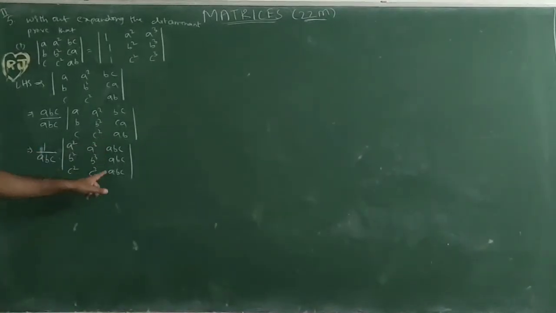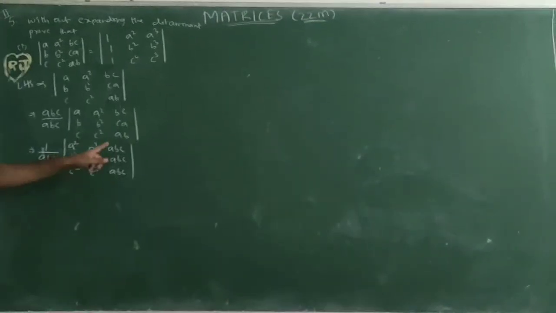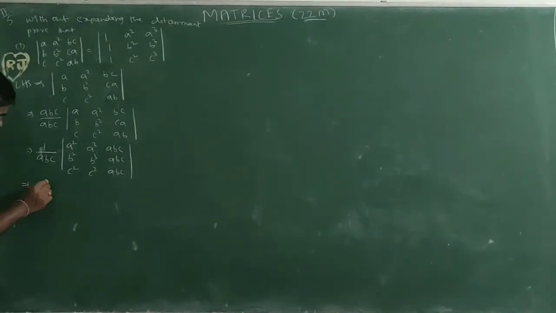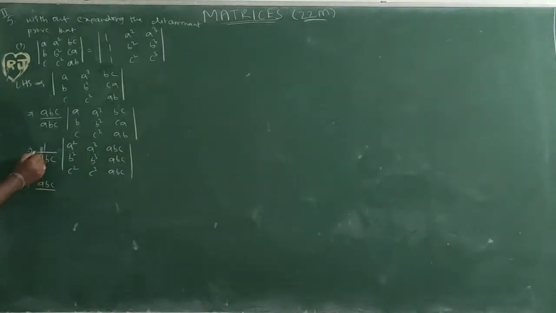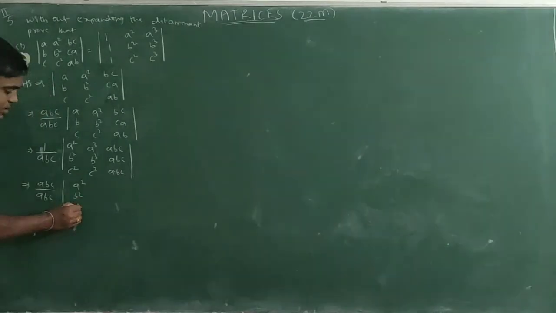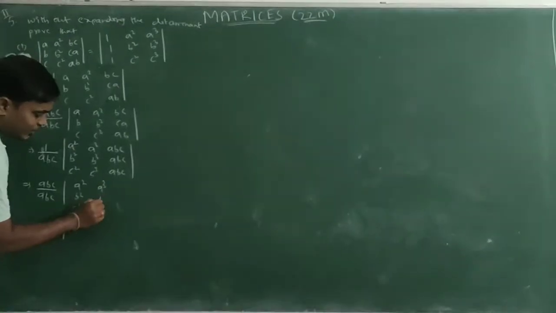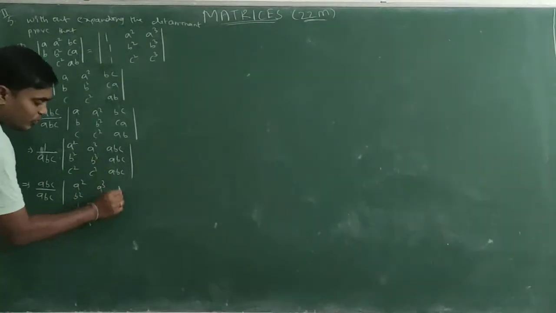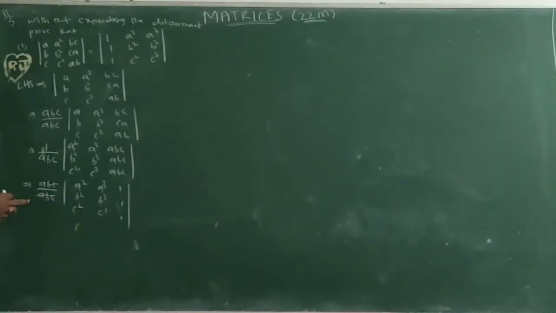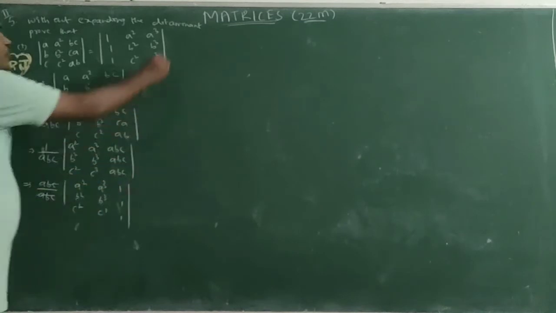Now, if we observe the third column, ABC is common. So ABC is common, and we already have the denominator ABC. Now the remaining first column is A square, B square, C square. Second column A cube, B cube, C cube. Third column 1. Now ABC gets cancelled. So we get this determinant: A square, A cube, 1; B square, B cube, 1; C square, C cube, 1.